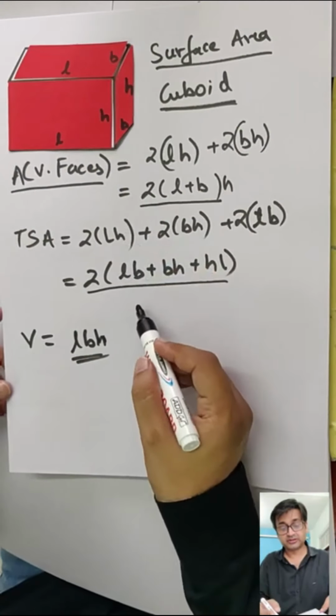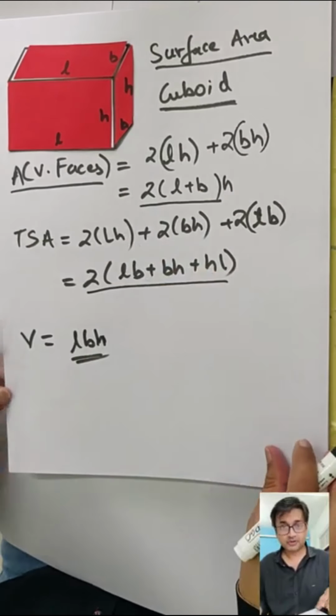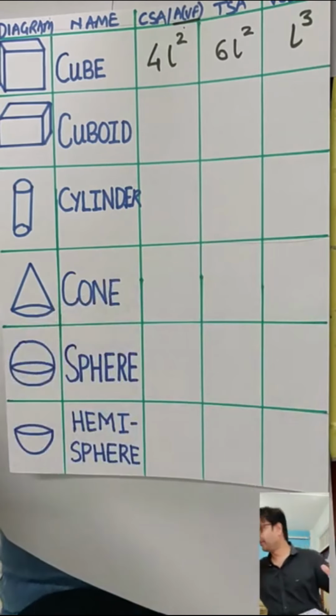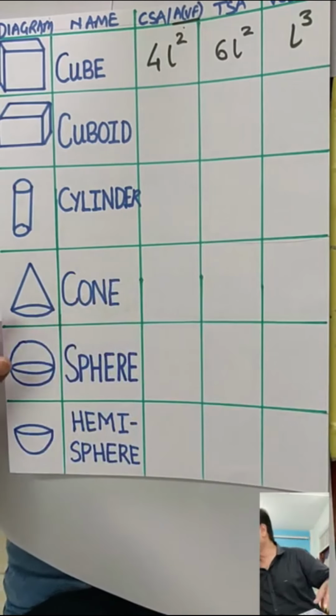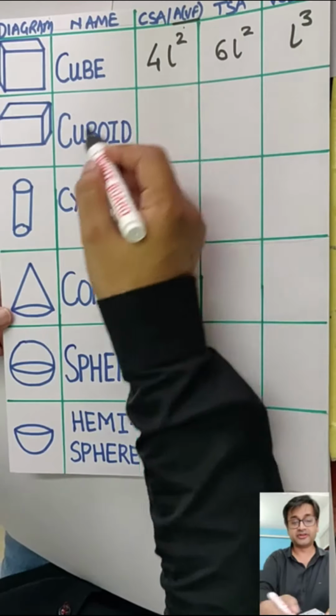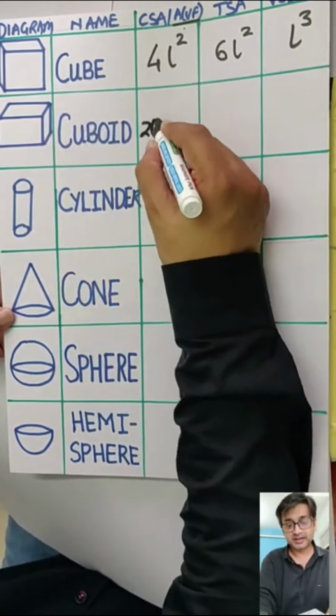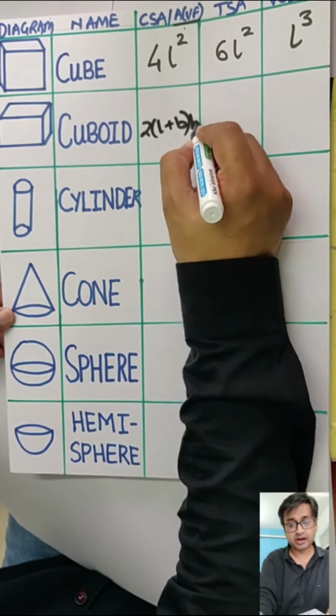Vertical faces, total surface area and the volume. Got it? So let's fill up the table. Come on, let's see if you could remember all this. Anybody, what is the area of vertical faces for a cuboid? Perfect. Twice length plus breadth into height.